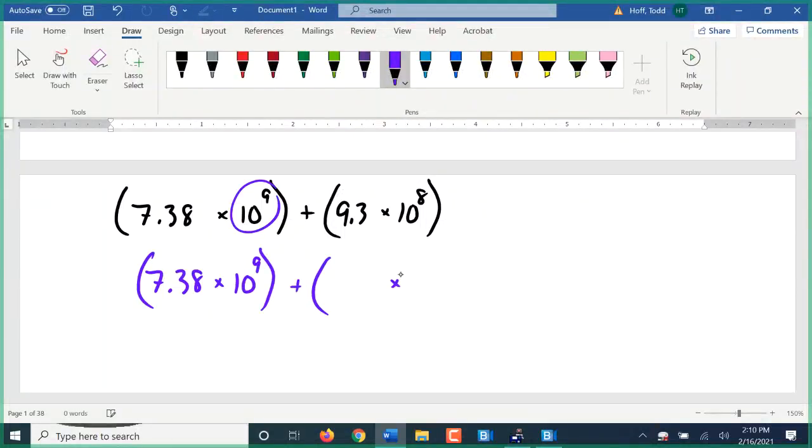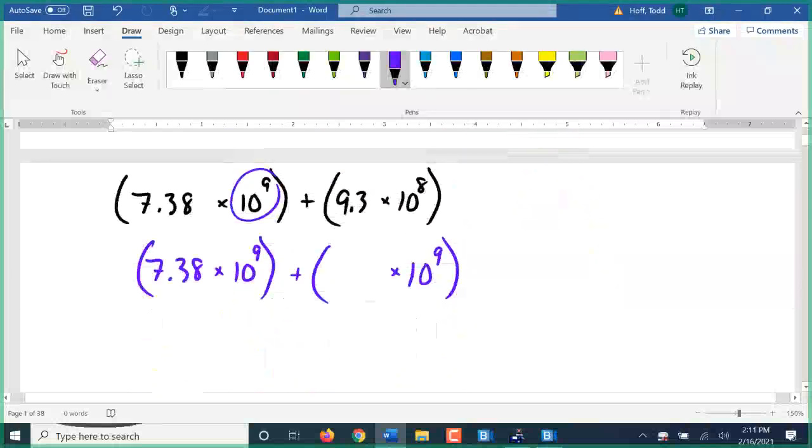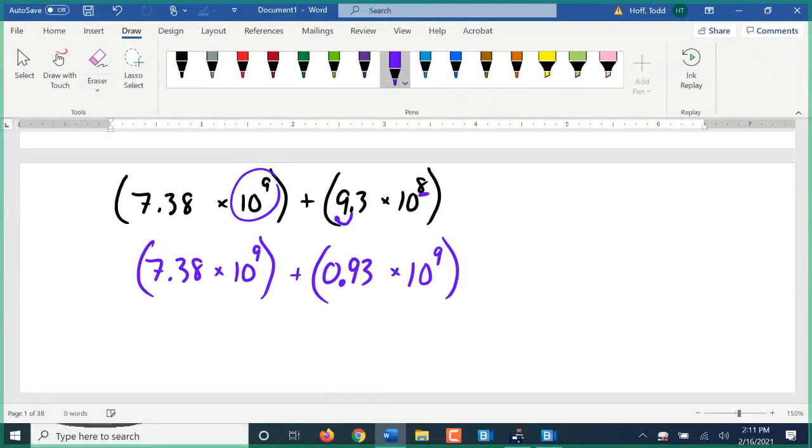This over here is going to change to be 10 to the 9th. Now, just like up here when we were moving our decimal point, we had to adjust the power. Down here it's the opposite. When we adjust the power, we have to move the decimal point. The power got larger. It went from 8 up to 9. So this number here gets smaller by moving the decimal point one spot. That's 0.93 times 10 to the 9th. Now we have the same names, so we're going to go ahead and add. 7.38 plus 0.93, 8.31. And we keep the same name, times 10 to the 9. Any questions there?